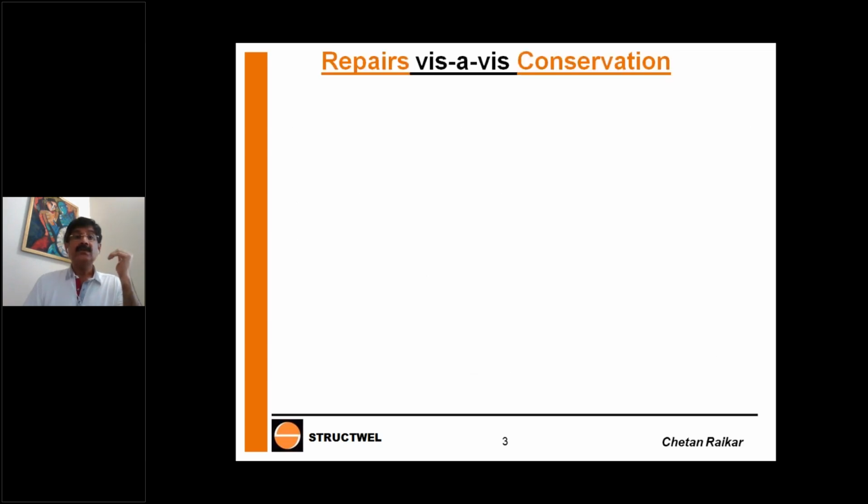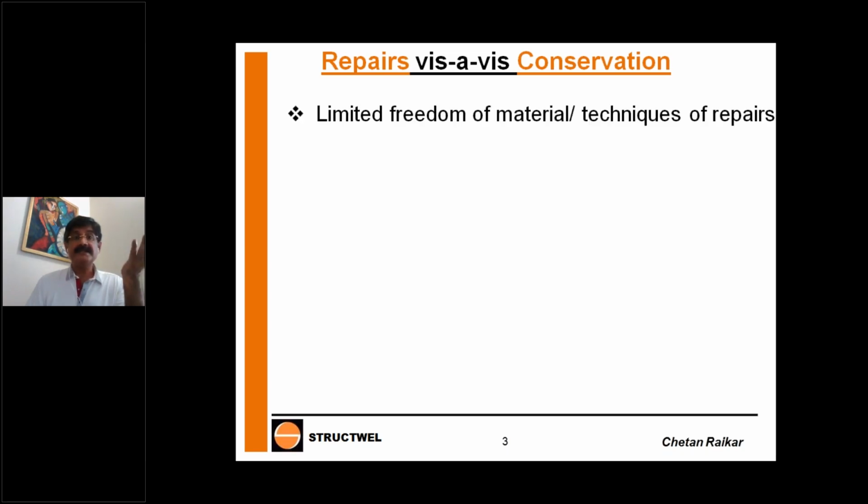Now let's look at how repairs and conservation compare with each other. We all, as structural engineers, I'm sure there are many architects also in this field. I've been giving lectures in architectural colleges on repairs also. So I believe repairs and conservation both need architects and structural engineers. So when we compare repairs to conservation, what is the difference? The first is, in repairs, we have unlimited freedom of material or techniques of repairs, whereas in conservation, we have very limited freedom of material and techniques of repairs.